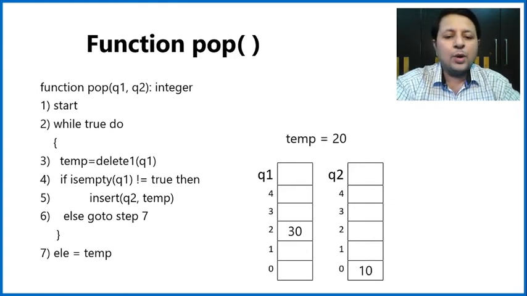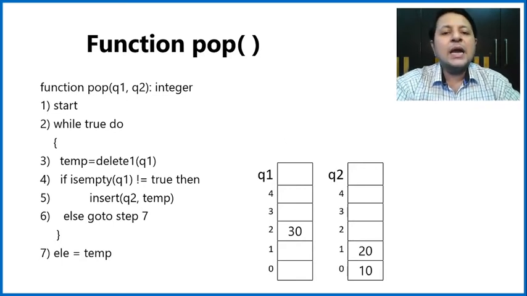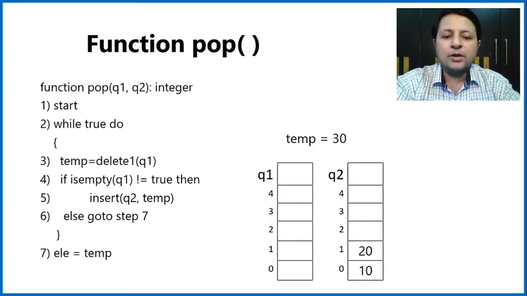Perfect. Delete from Q1. I got 20. Is my Q1 empty? No. So 20 will still be inserted in Q2. Delete again from Q1. The while loop is going on. After that I got 30 and my Q1 is empty. So you will come out of the while loop, and as per the last step, the temp will be stored in ELE. Fine, let's see the second half.